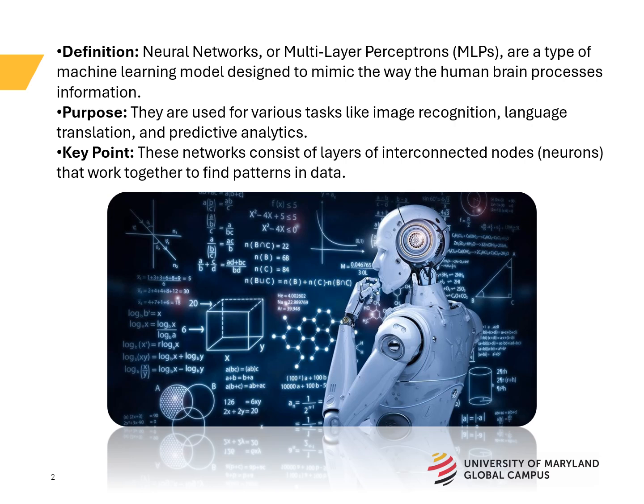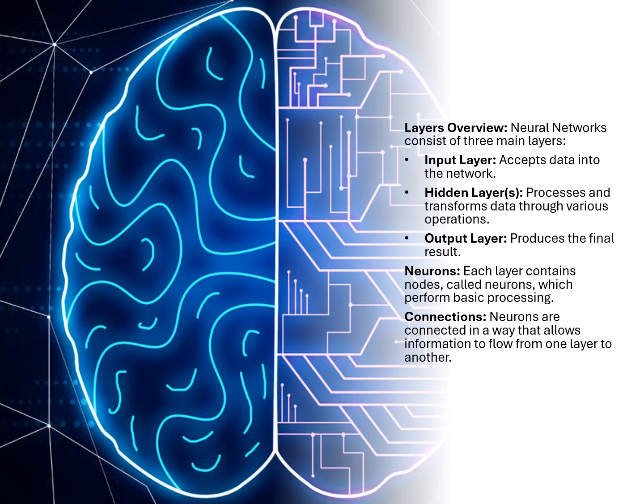So, in summary, neural networks are powerful models designed to emulate the way the brain interprets information. They serve a wide range of purposes, and they consist of interconnected layers of neurons that work together to find patterns in data. Now that we have a foundational understanding of what neural networks are, let's dive a bit deeper into their structure and components. A neural network is organized into three main layers. These layers are essential to how information flows and how the network learns from data.